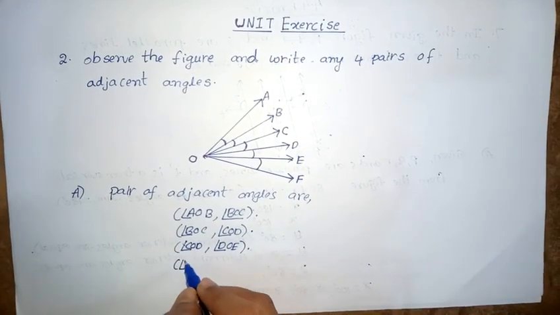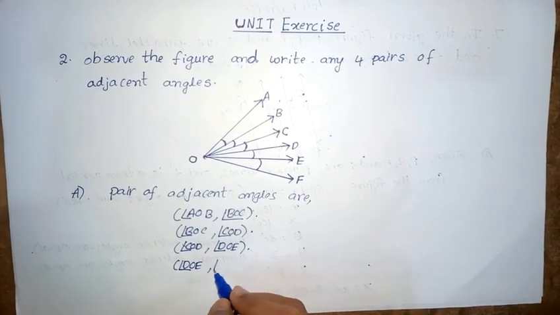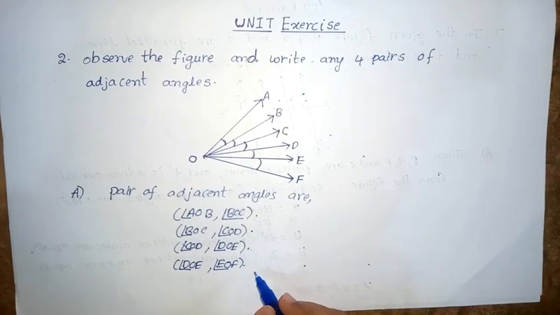So angle DOE and angle EOF. So these are 4 pairs of adjacent angles in this figure. So this is the solution for the second problem.